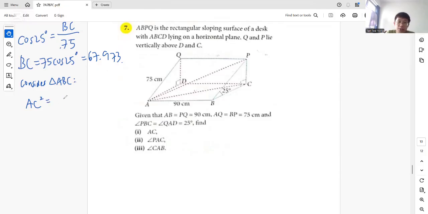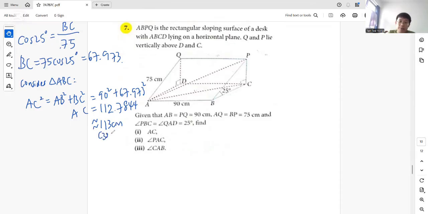Maybe I write it out. So AC square equals AB square plus BC square, which equals 90 square plus 67.973 square, and AC square, we can straight away find AC. So AC is just 112.7844, round off 113 cm, and this is 3 SF. Okay, so this is part one, part one to find AC.